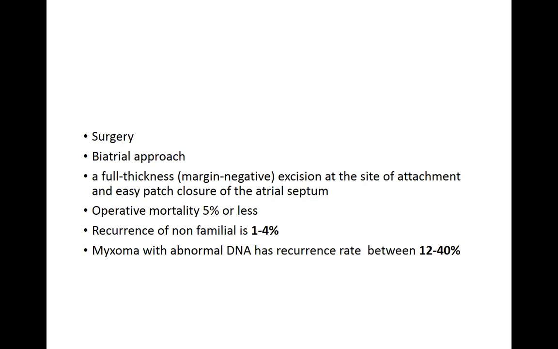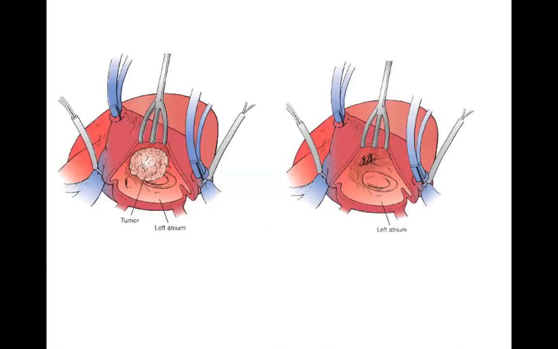Operative mortality is 5%. As I said, recurrence for non-familial is 1 to 4%. However, if the patient has familial or DNA problems, the recurrence rate is 12 to 40%. This is from Cohn's book, but he did all the surgery from the left side, and then he also repaired the interatrial septum from the left side.